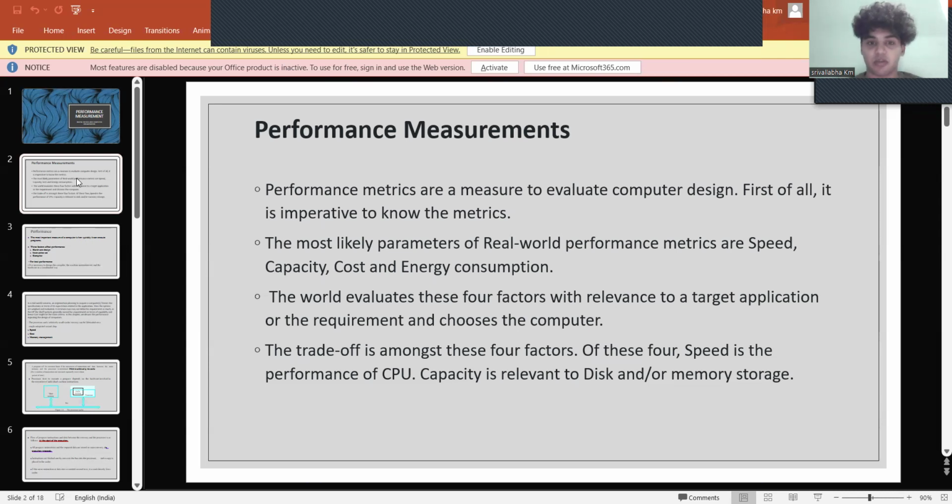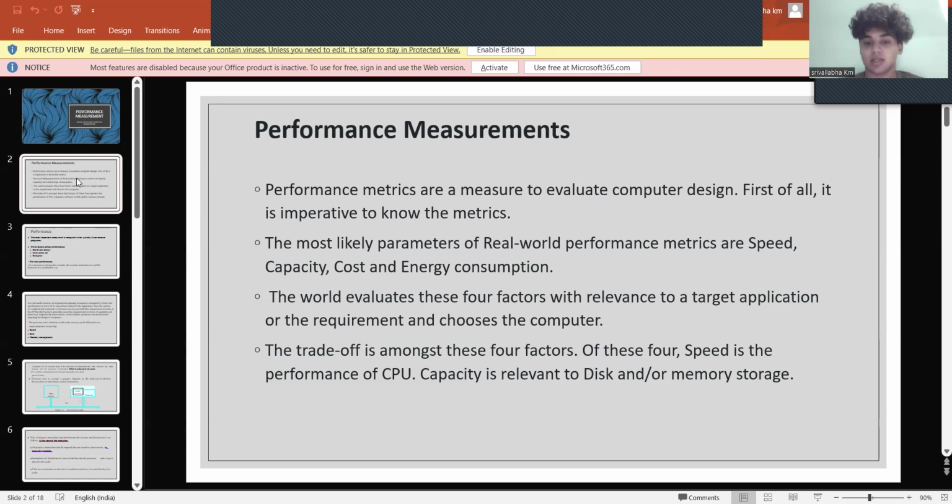Now, performance measurements. Performance metrics are a measure to evaluate computer design. First of all, it is imperative to know the metrics. The most likely parameters of real world performance metrics are speed, capacity, cost, and energy consumption. Due to this, the performance and measurements may vary. The world evaluates these four factors with relevance to a target application or requirement and chooses the computer.